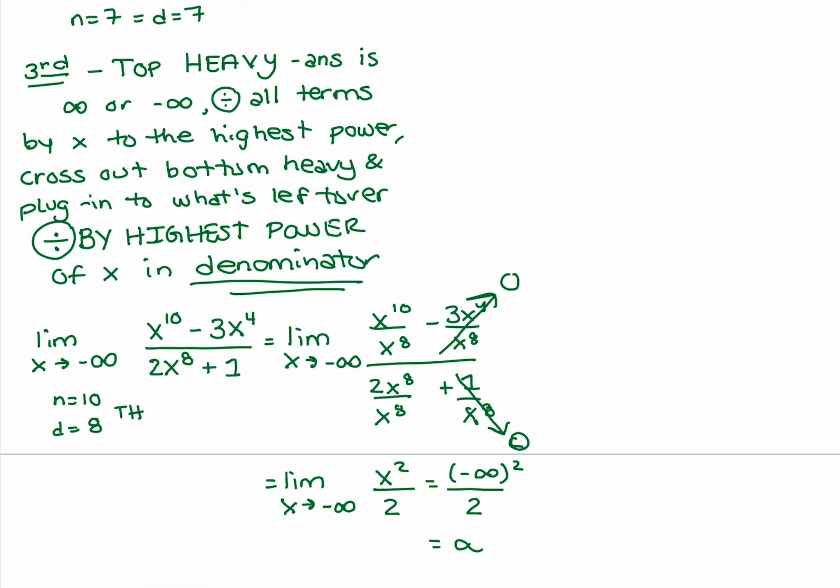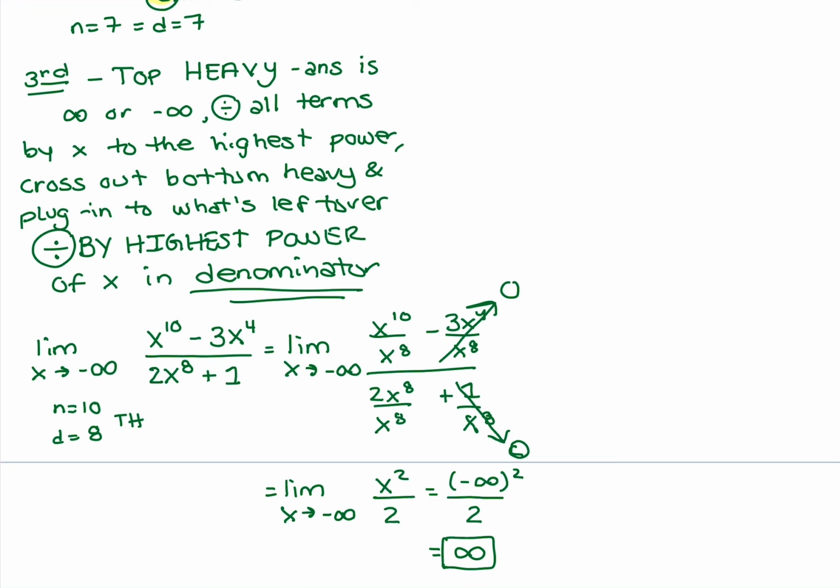So bottom heavy is the best. The answer is always 0. Equal, take that ratio of leading coefficients. I usually just circle the numbers next to x to the highest power and make them into a fraction. That's that ratio part. And then bottom heavy, or top heavy rather, you have it narrowed down. That answer is either infinity or negative infinity. You just need to divide everything by x to the highest power in the denominator to figure out which one it is.